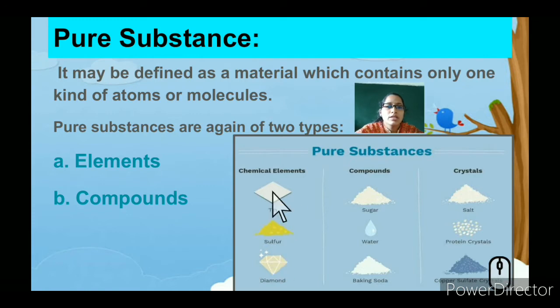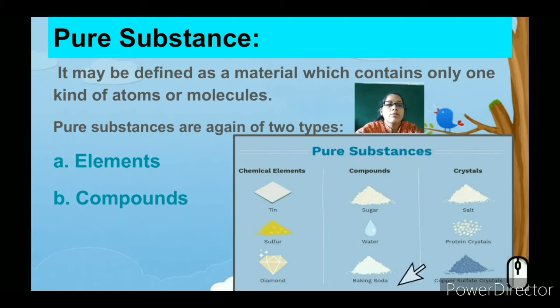For example, you can say chemical elements. There are a lot of elements in the periodic table. You can see that these chemical elements are almost found in nature. They are not man-made. Chemical elements such as tin, sulfur, and diamond are pure substances. Compounds are a combination of two or more atoms.